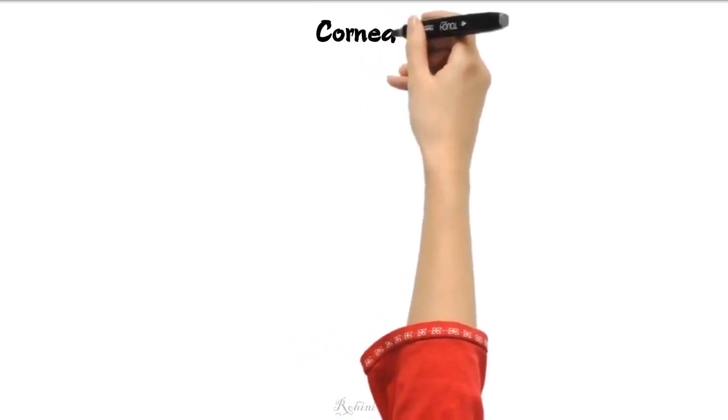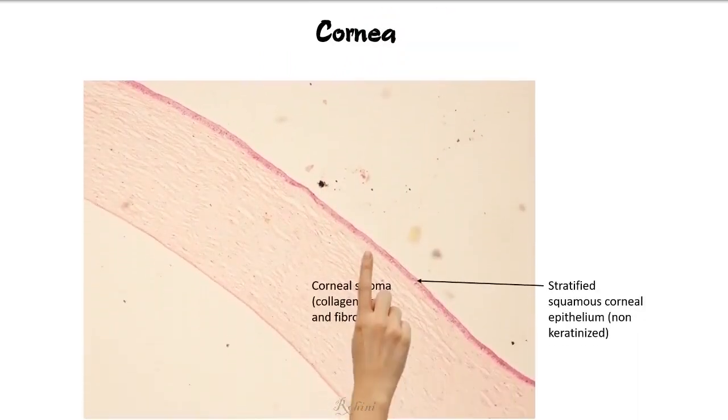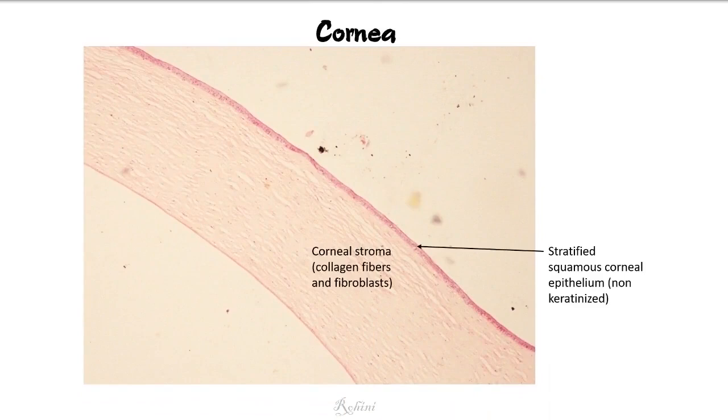The salient feature of cornea is the stratified squamous corneal epithelium beneath which lies the anterior limiting membrane, the Bowman membrane. The next layer seen is the corneal stroma, also known as substantia propria, composed of bundles of collagen fibers and fibroblasts. Beneath this is the posterior limiting membrane, the Descemet membrane, and then the corneal endothelium.